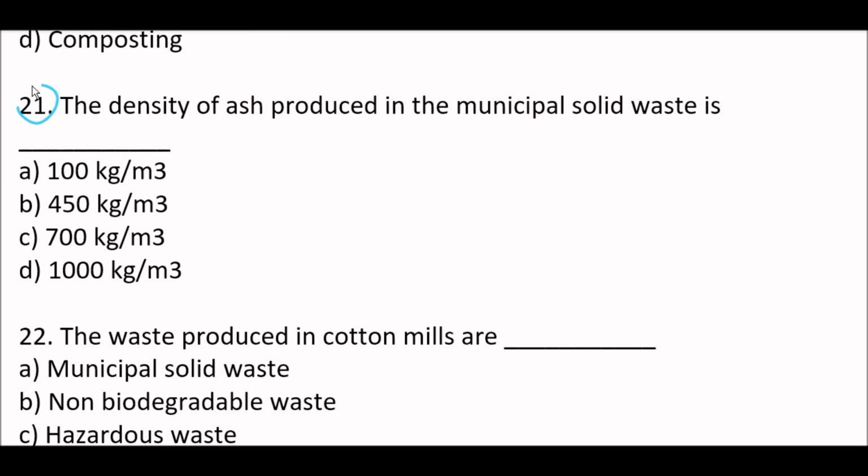Next question. The density of ash produces in the municipal solid waste is blank space. Option A, 100 kg per meter cube. Option B, 450 kg per meter cube. Option C, 700 kg per meter cube. Option D, 1000 kg per meter cube. Right answer is option C, 700 kg per meter cube. Okay.